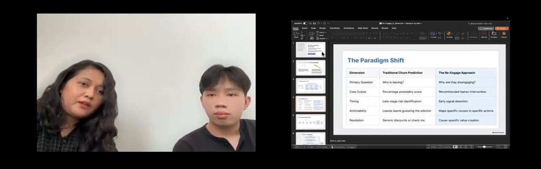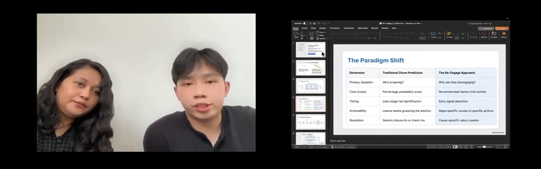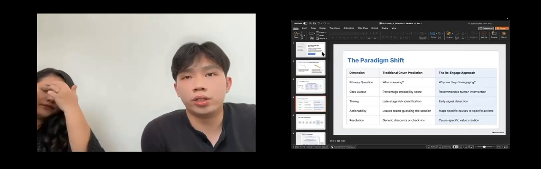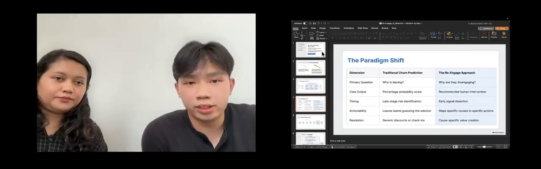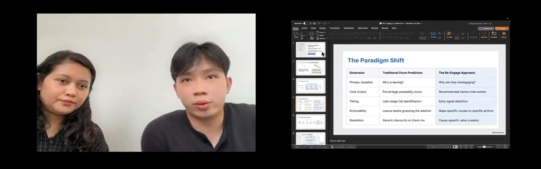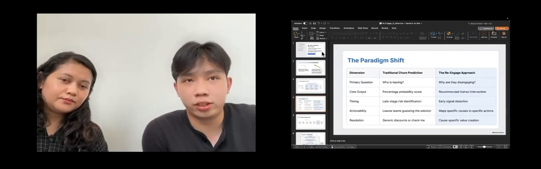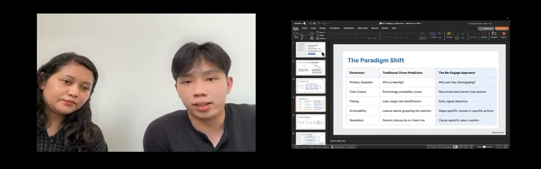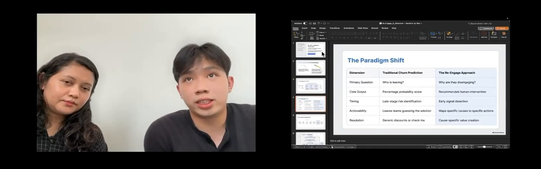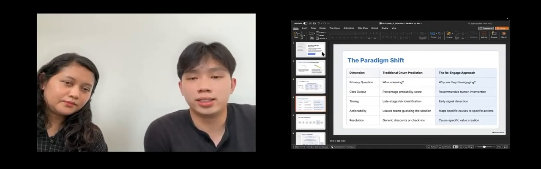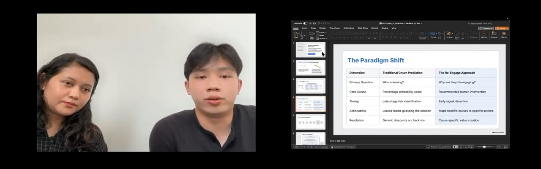So here, our paradigm shift basically shows how our product is different from others. What Re-engage does is approach from a different perspective in terms of the user's sentiment, psychologically. So instead of just asking what, we actually ask why certain things happen in between our customers' training.